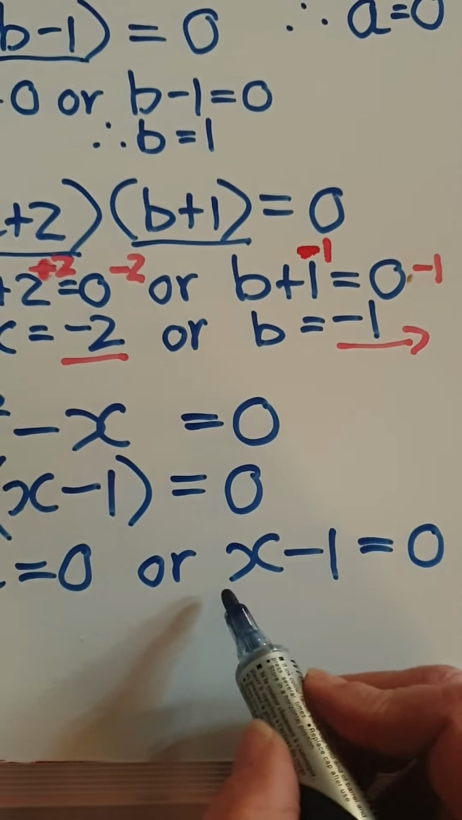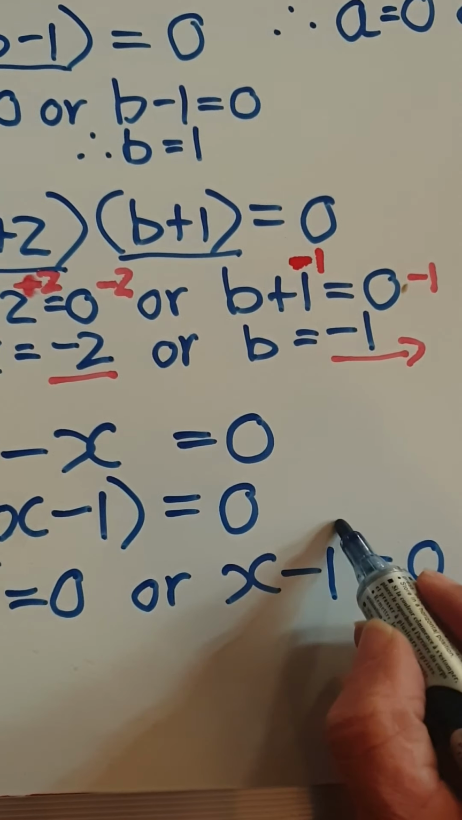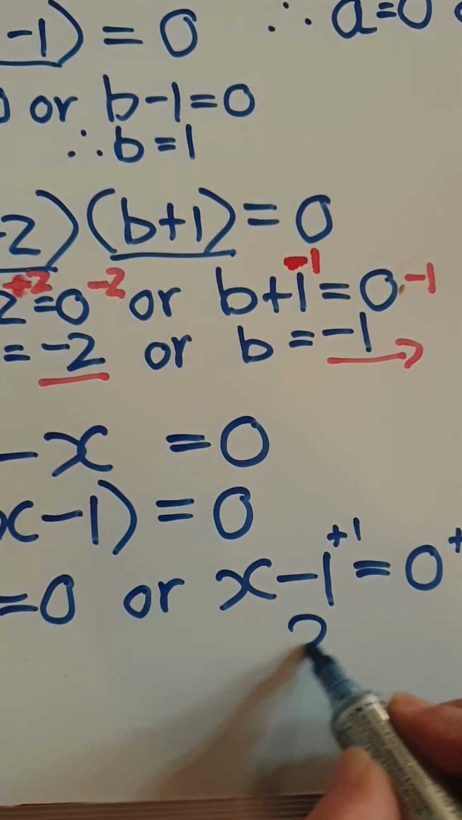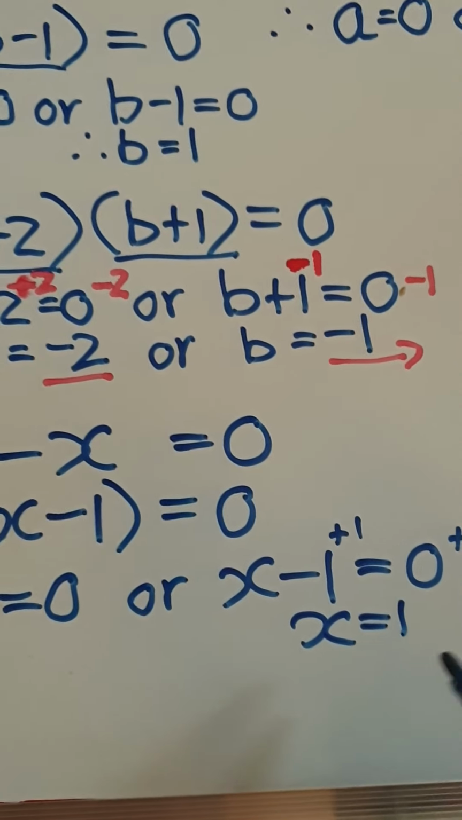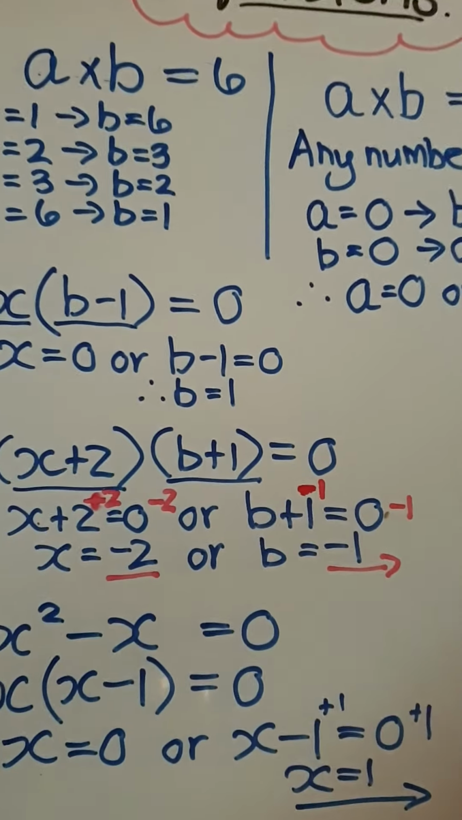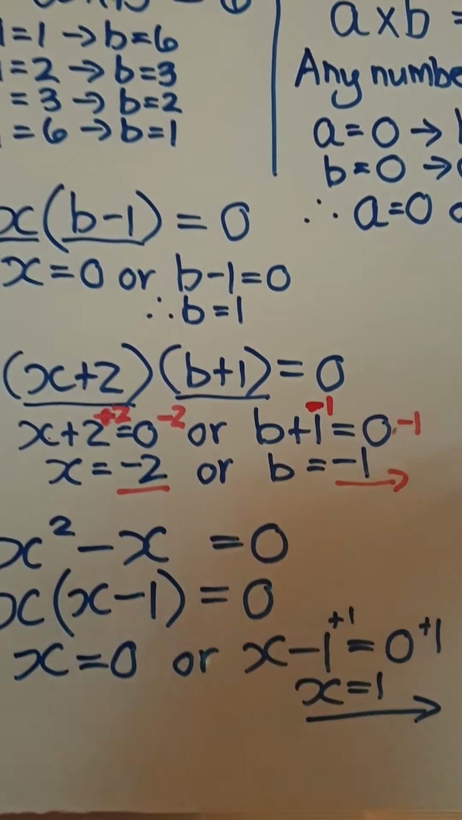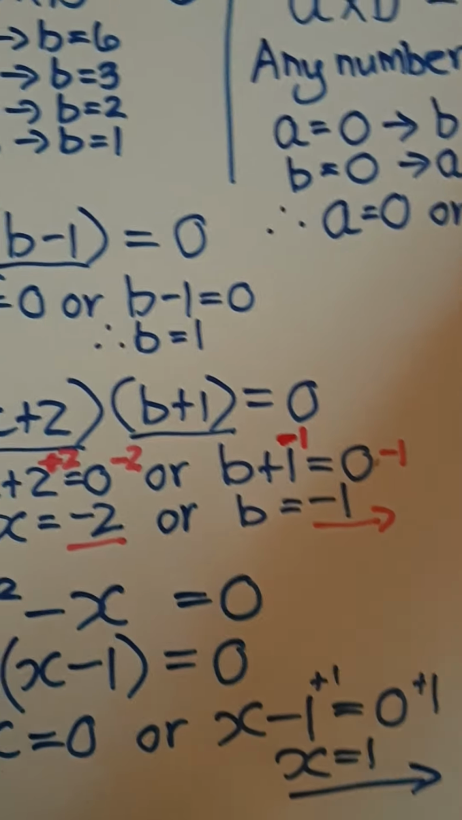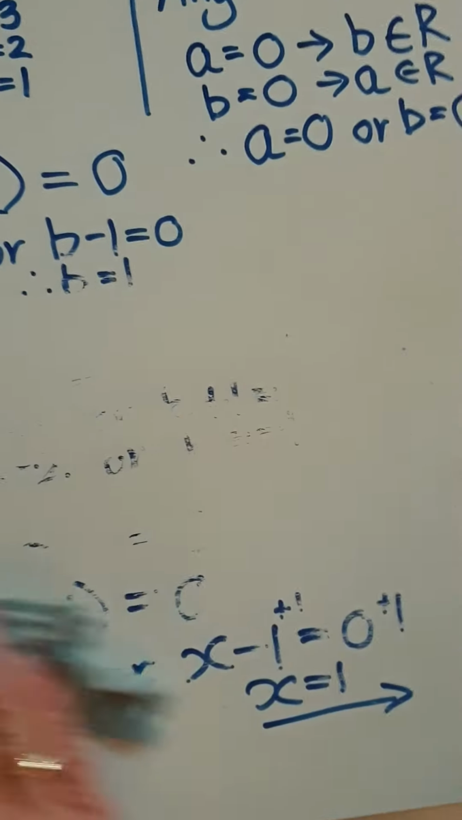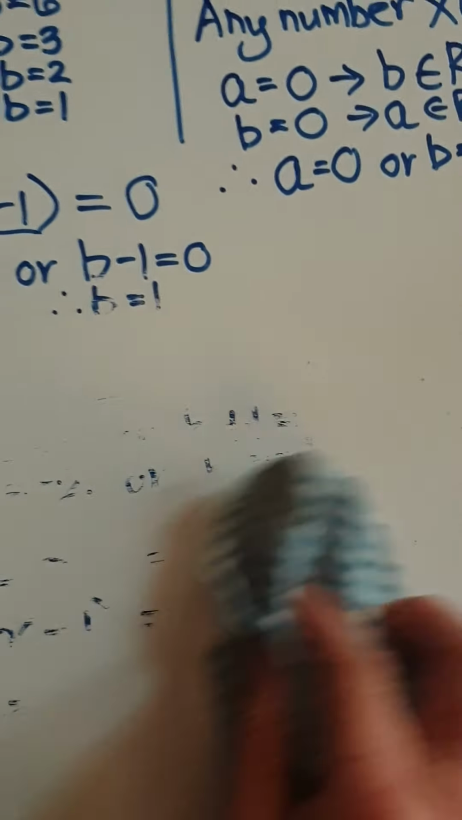So what will make this bracket 0? Yes, if I add 1 on both sides to solve the equation, I get x must be 1. Right. Does that make sense to you guys? Okay, what are you going to do now? Let me just clean this and make some space here. What have we learned from all of this?